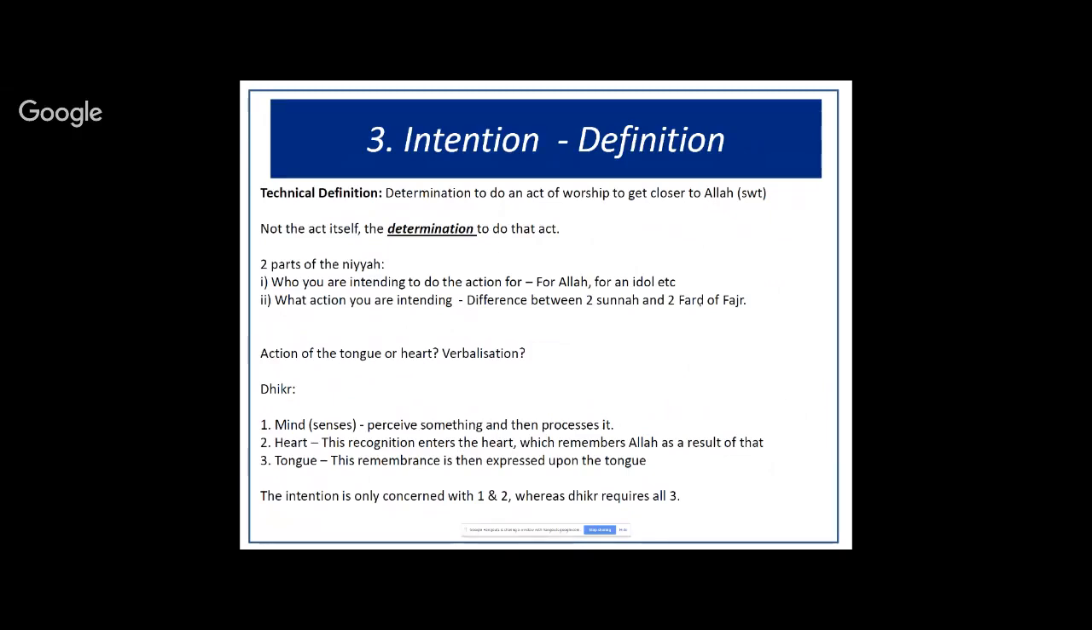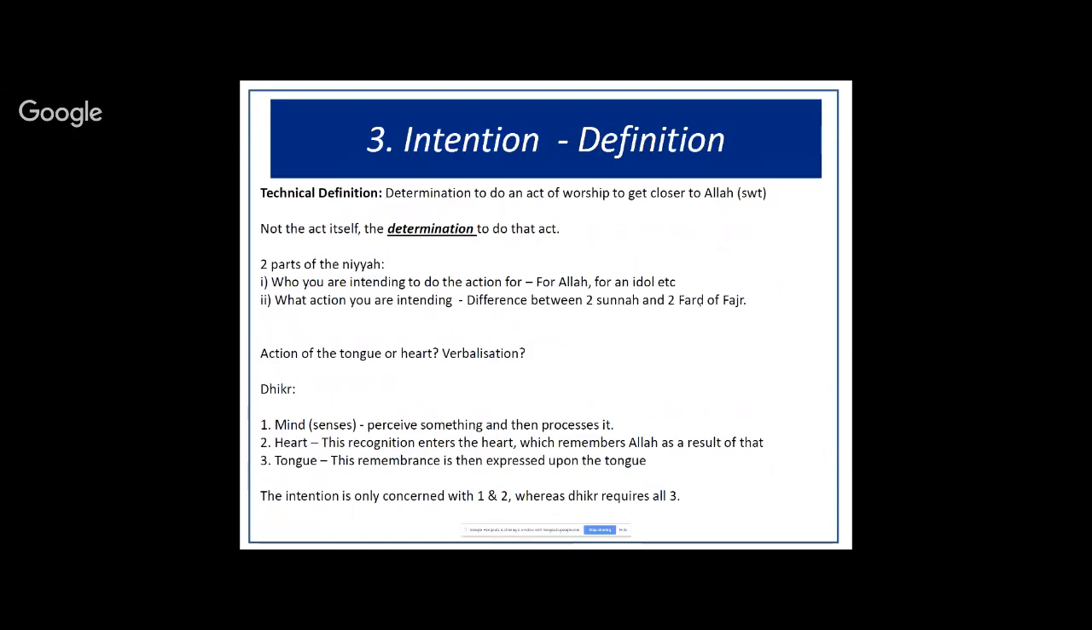So for example, I've put on the slide the two sunnah before Fajr and the two fard after the sunnah. They're 2 unit prayers, 2 sunnah, 2 fard. If you prayed them consecutively at home, for example, there's no outward difference between the 2 prayers. They are identical. The only difference between the 2 sunnah and the 2 fard is the intention.